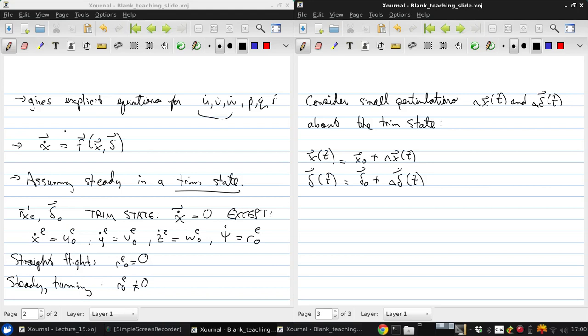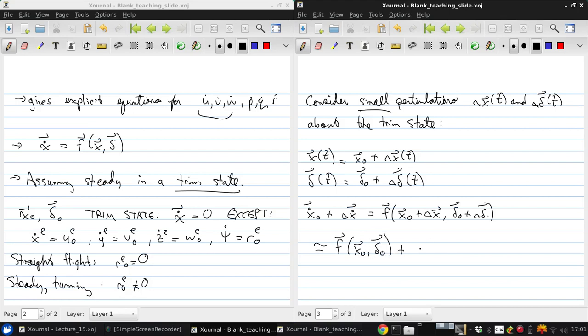So now from before, we had that with this classic state space representation, the time rate of change of the state vector is given by some function of the state vector and the control vector. And if we write that for this broken down version, what we get is x dot naught plus delta x dot equals our function f, whatever it is, of x naught plus delta x and delta naught plus delta delta.